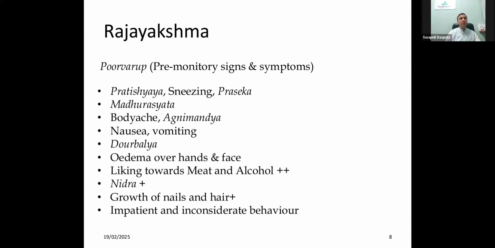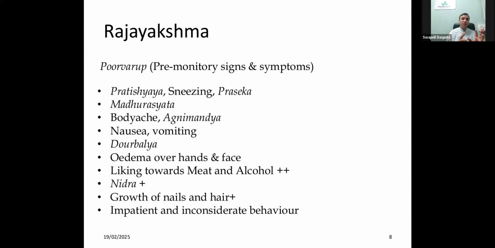So what are the Purva Rupa? We see that it is a big list of premonitory signs and symptoms. Why? Because again, as I said, all the seven dhatus are involved, all the three doshas are involved. So the number of signs and symptoms even in Purva Rupa and Rupa will be more. So in Purva Rupa: Pratishaya, sneezing, Praseka, Madhurasyata, body ache, Agni Mandya, nausea, vomiting. You can start relating the signs and symptoms to doshas and dhatus.